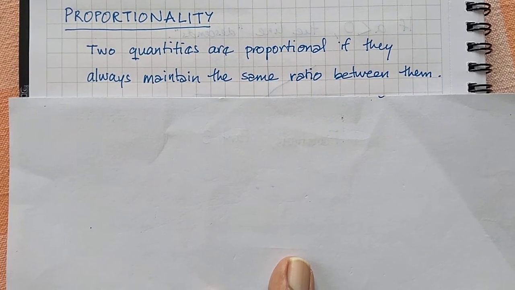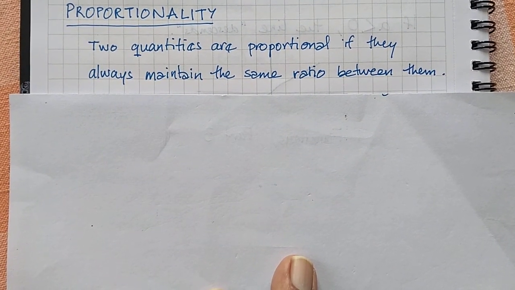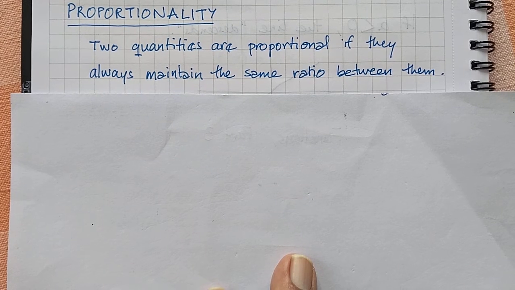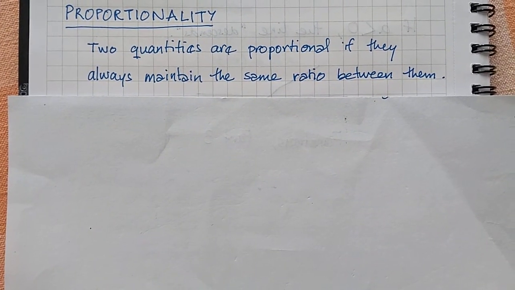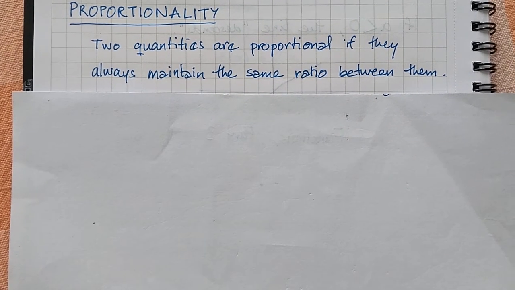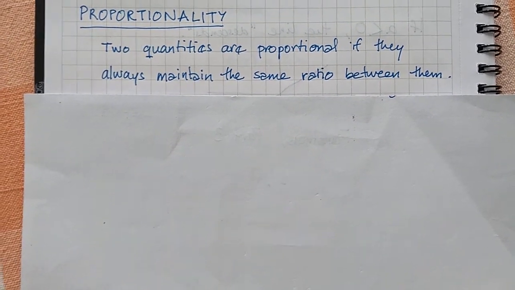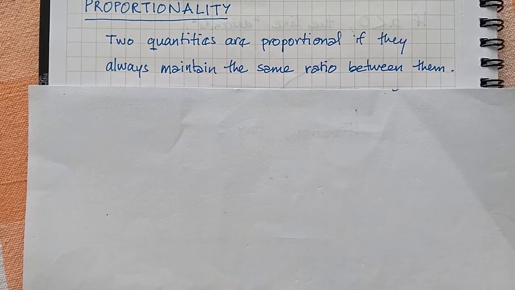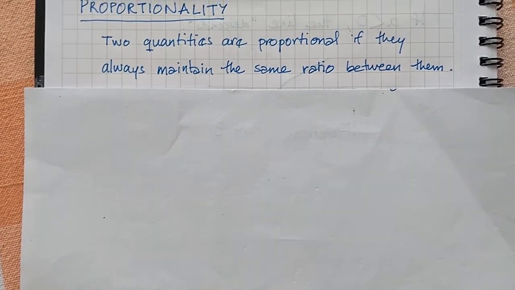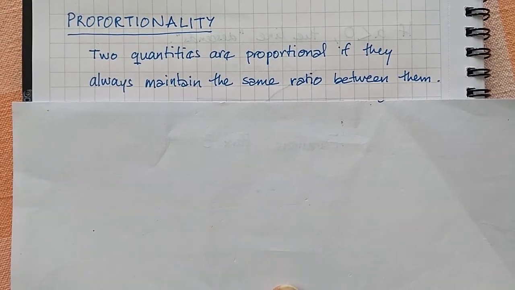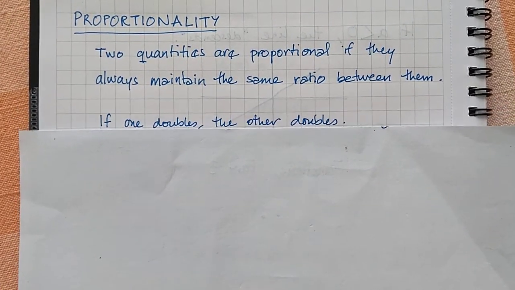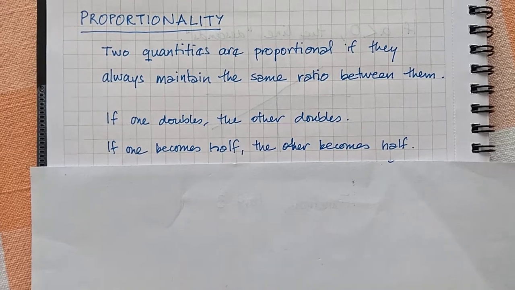Two quantities are said to be proportional if they always maintain the same ratio between them. So if there are two quantities, we call them proportional if the ratio between them always remains the same. What does it actually mean? What do I mean by quantities? So let's take an example.